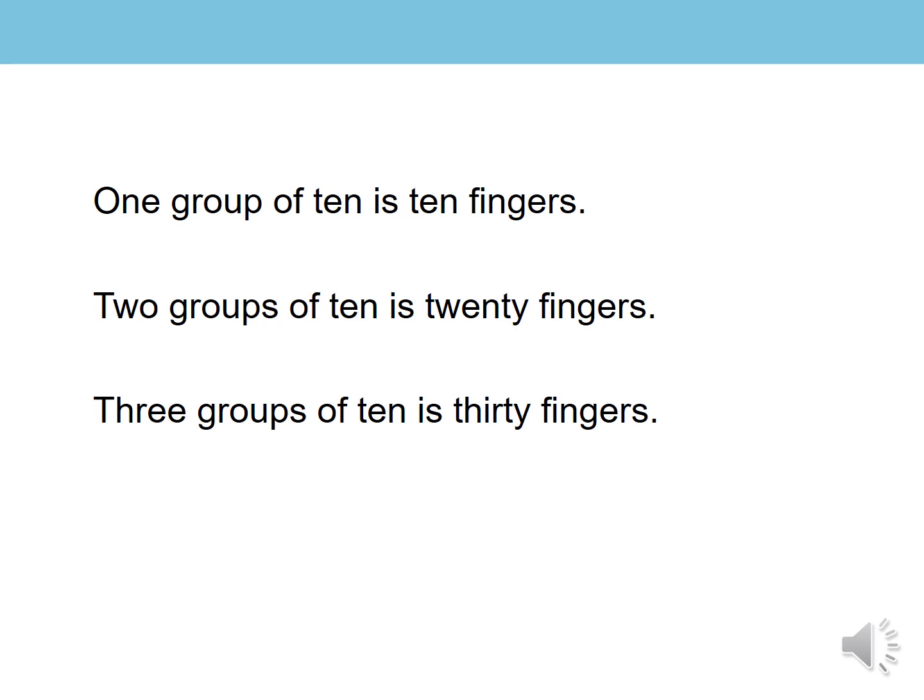1 group of 10 is 10 fingers. 2 groups of 10 is 20 fingers. 3 groups of 10 is 30 fingers. What would 4 groups of 10 be? What would 5 groups of 10 be? What would 6 groups of 10 be?